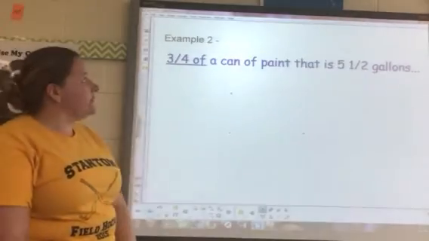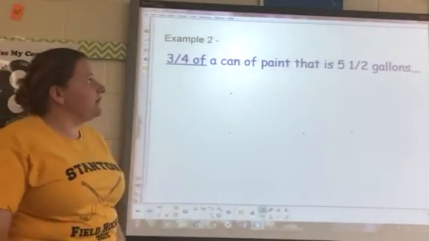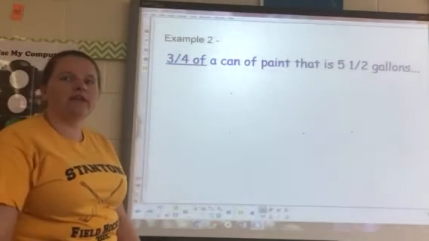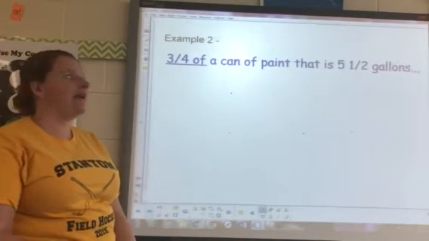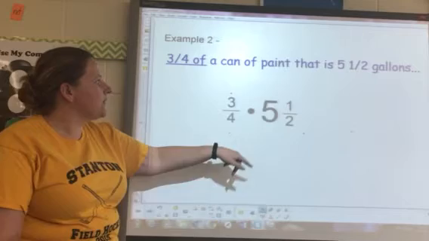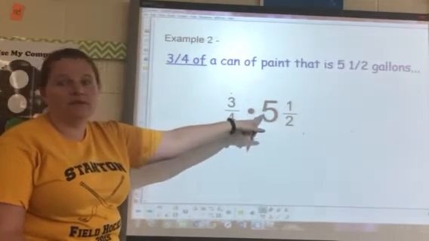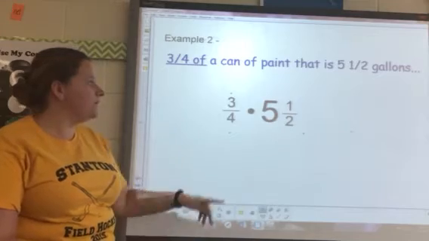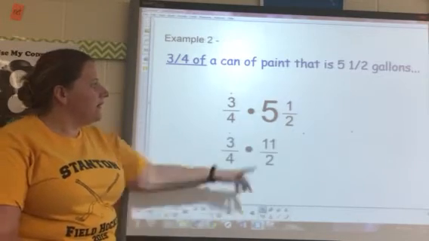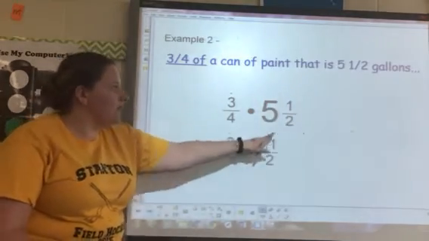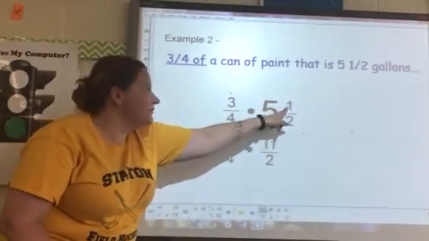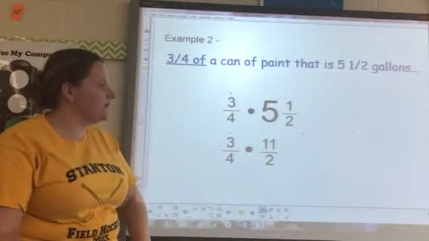So an example would be like, let's say you use 3/4 of a can of paint, and that can of paint is 5 and 1/2 gallons. So here is my problem. I'm finding 3/4 times 5 and 1/2. I take my mixed number and make it improper. 2 times 5 is 10, plus 1 is 11. I have 11 over 2.